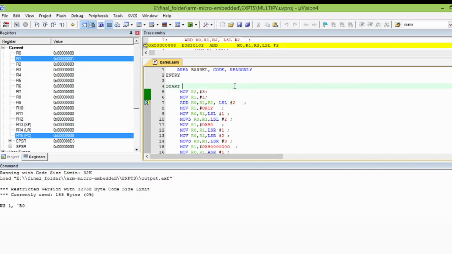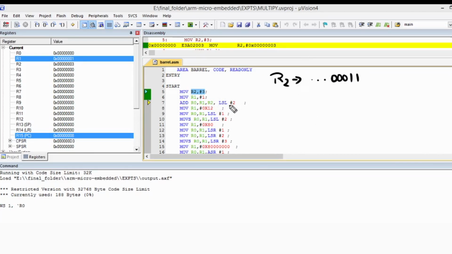Let's see what exactly is R2 value. R2 value is nothing but 3. Now on this R2, logical shift left is to be performed. Logical shift left means you have to move in this particular direction by 2 times. So after the first shift, what will be the value of R2?